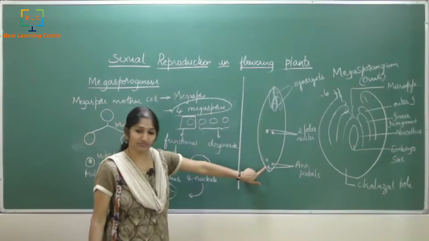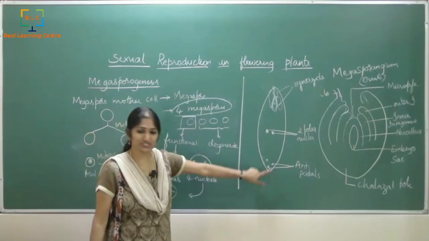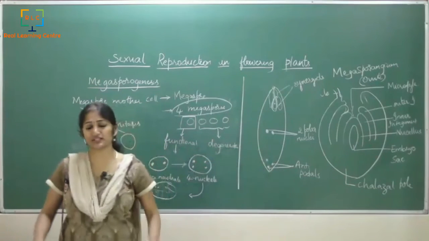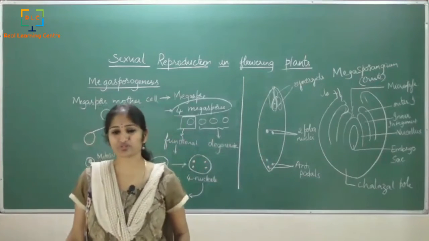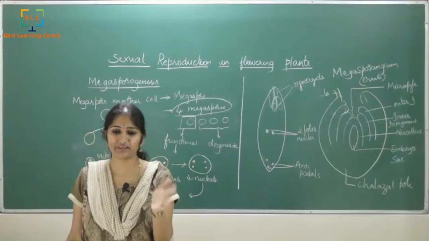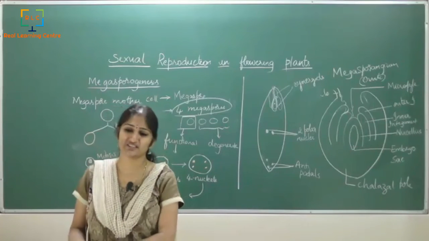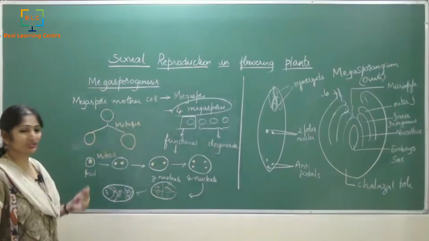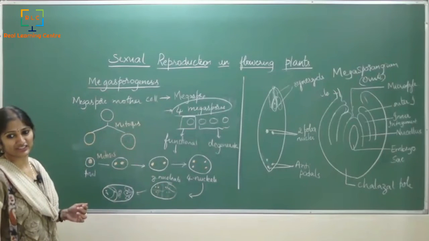For example, 3 of them give rise to cells which we call antipodals, then we have the synergids, and then we have the polar cell. So basically the whole of the embryo sac is an 8-nucleate and 7-celled structure, right? However, the importance of all this we will be studying in our next class.